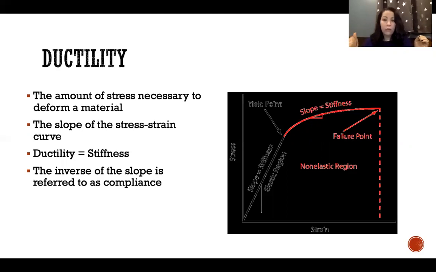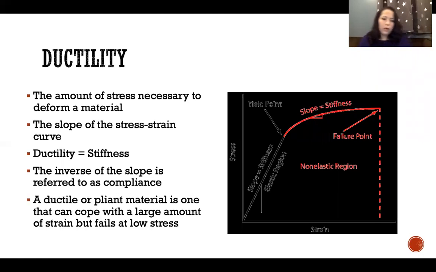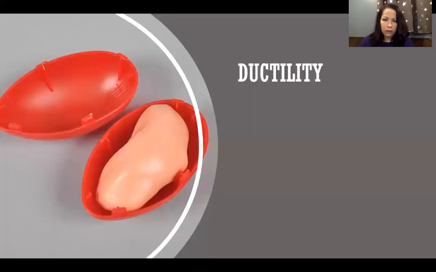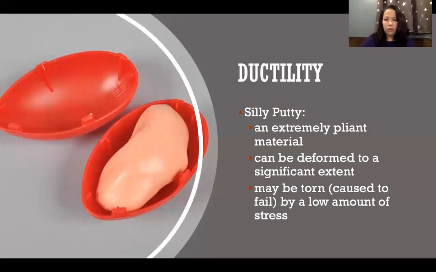So it's very, very flexible and can withstand a lot of strain, but can be destroyed or fractured with a very, very low amount of stress. So any material is somewhere in that sliding scale with the two extremes, stiffness and compliance. So a ductile or pliant material is one that can cope with a large amount of strain but fails at low stress. So silly putty is a great example.